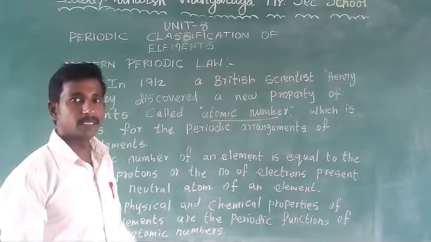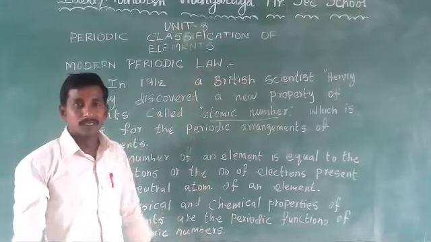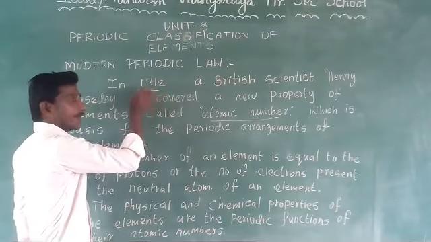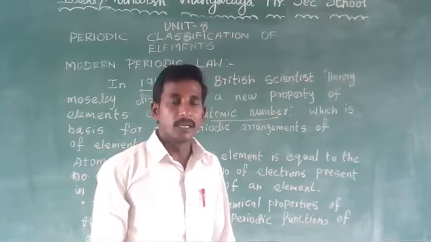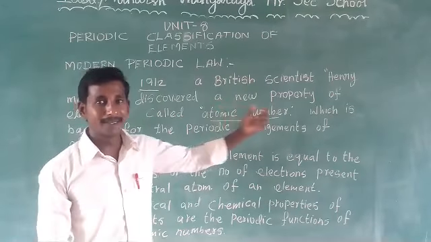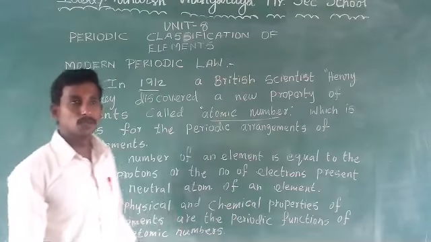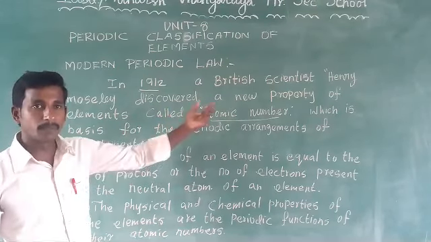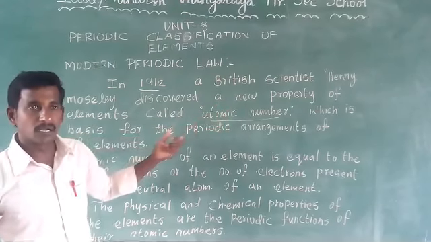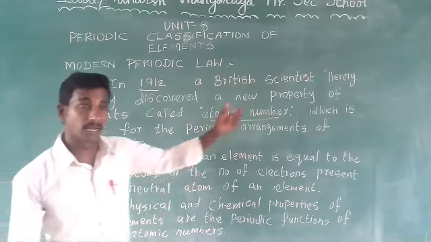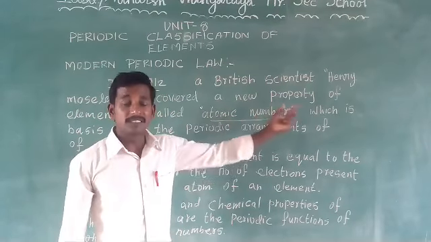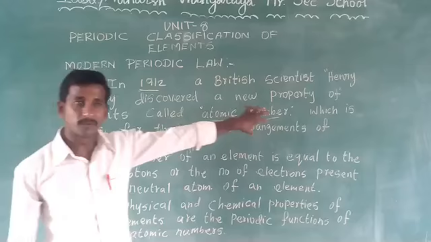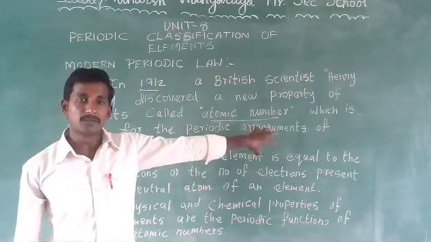Next, modern periodic law. In 1912, a British scientist, Henry Moseley, discovered a new property of an element called atomic number, which is the basis for the periodic arrangement of elements.